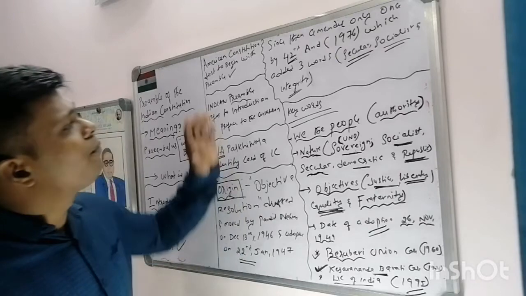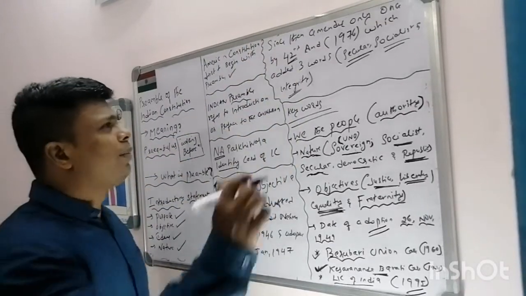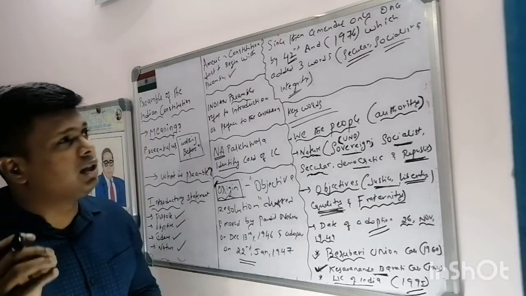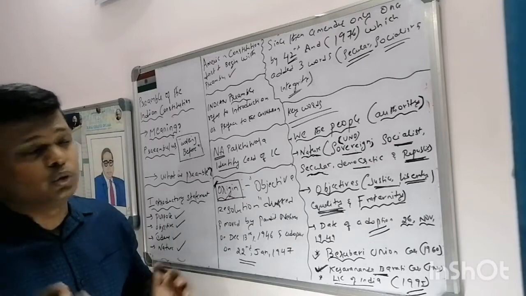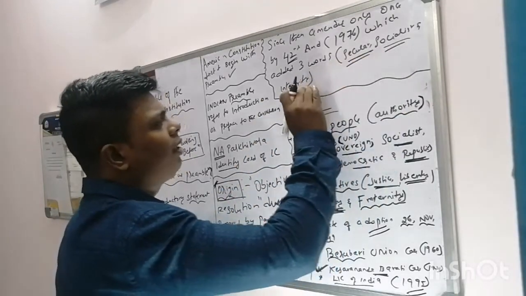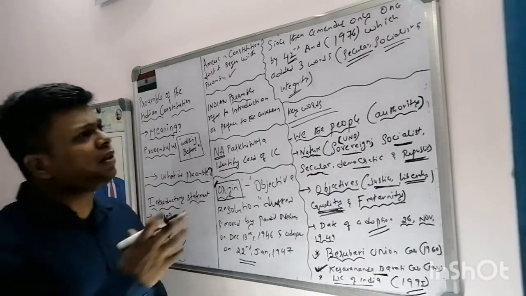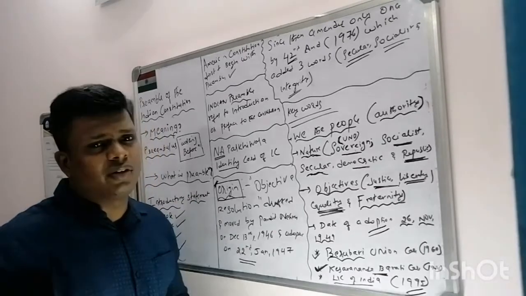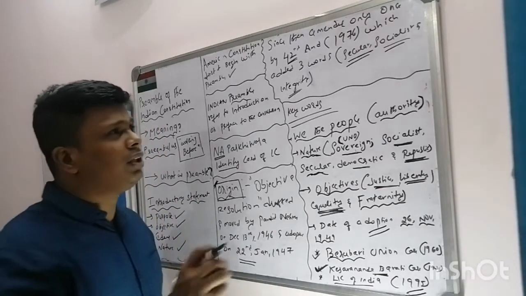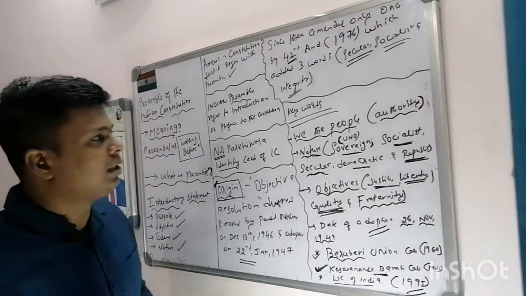Now, since then, the preamble has been amended only once, and it was amended by the 42nd Amendment in 1976, which is also called the mini constitution because it was a huge amendment, and it added 3 words: secular, socialistic and integrity. The reason behind adding these 3 words is these concepts were already impliedly mentioned in our constitution, but to avoid further confusion, these 3 words were inserted and made explicit.